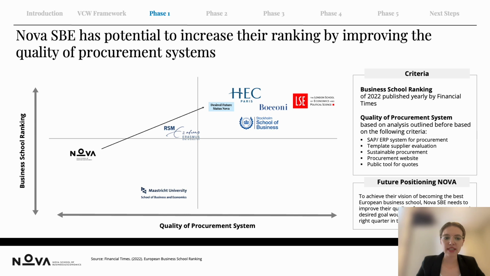Once the quality of the procurement system increases, there will for sure also be an improvement in the overall business school ranking.